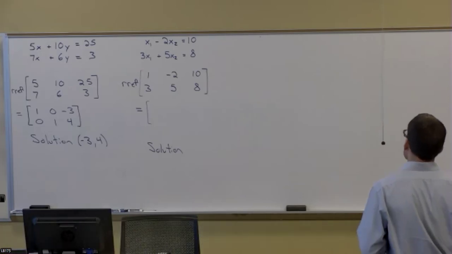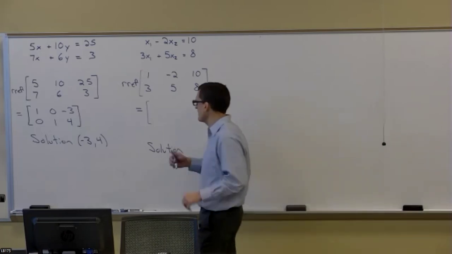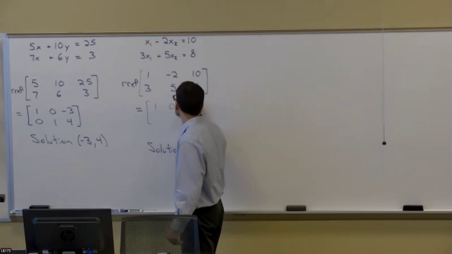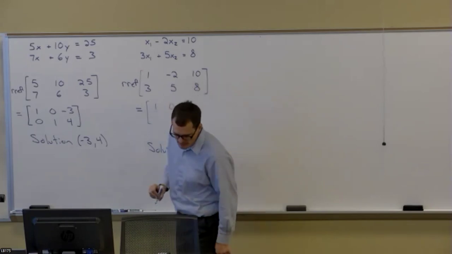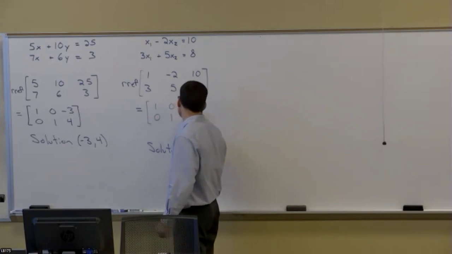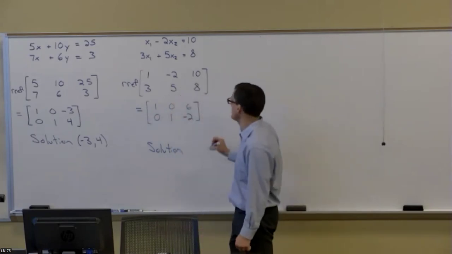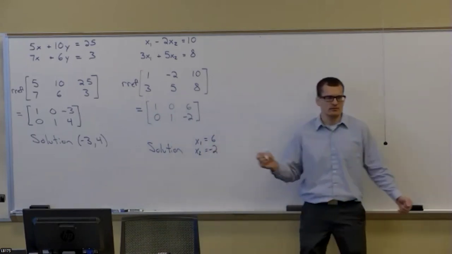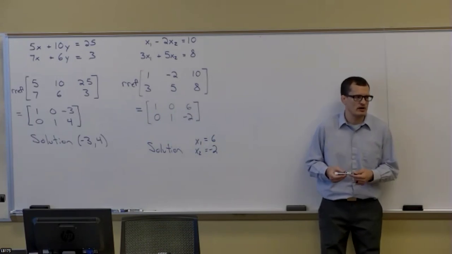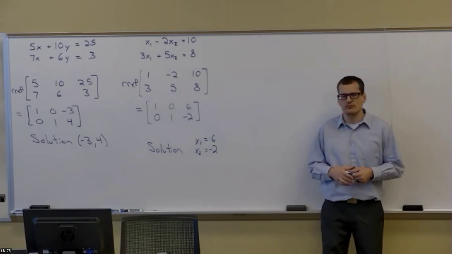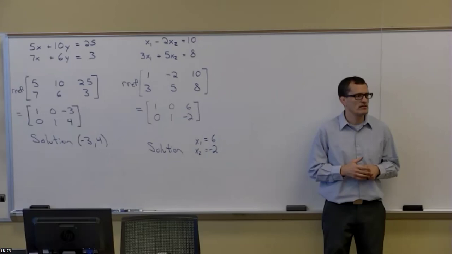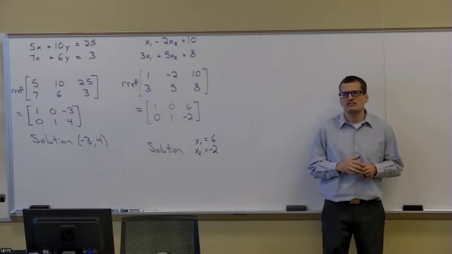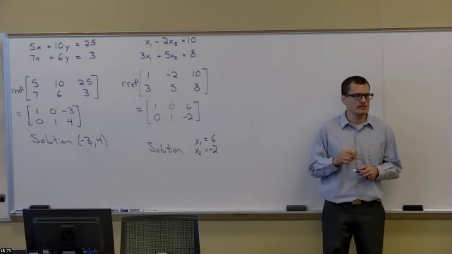All right, I looked through it quickly around. Everybody seems like you got it. So 1, 0, 6, 0, 1, -2. And that would mean that the solution happens when x1 is equal to 6 and x2 is equal to -2. Our variables are x1 and x2 this time rather than x and y. If you wanted to put that in an ordered pair, you could put 6, -2 as well. When you do subscripts in ordered pairs, you do them numerically. So x1, x2, x3, and so on.